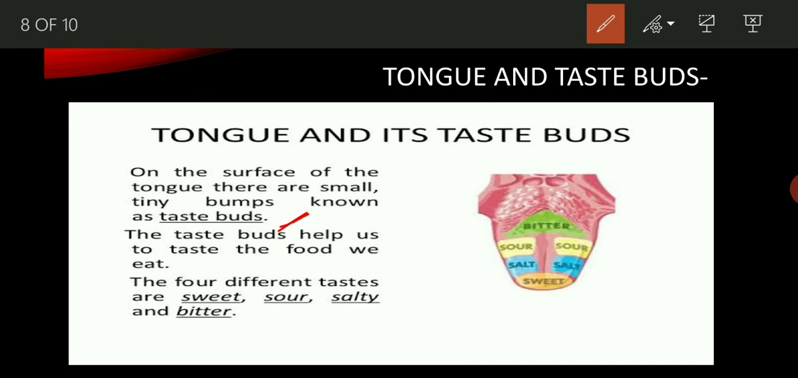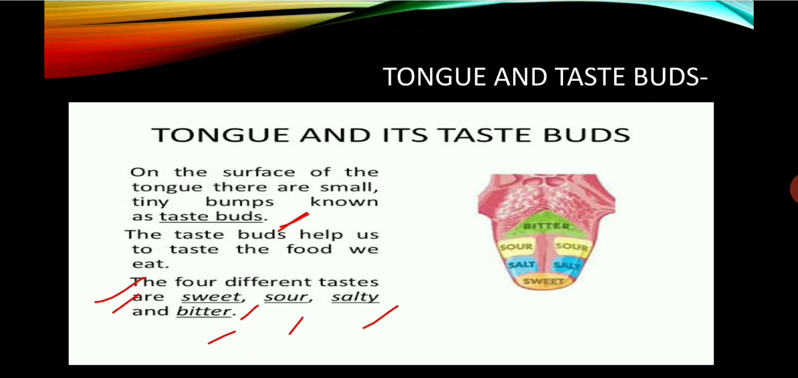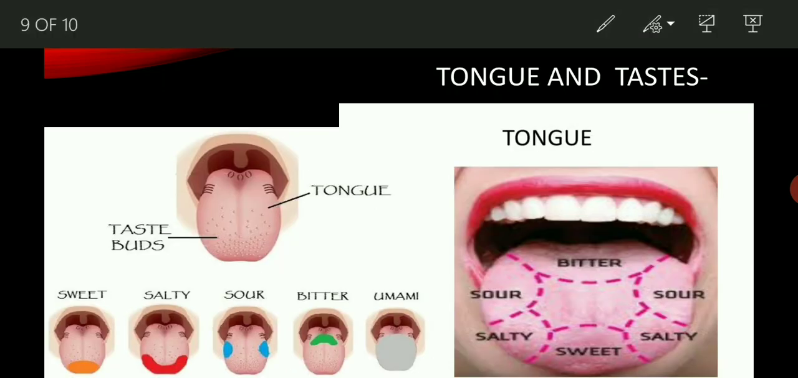Okay, what are the taste buds? You just take a mirror and try to find the taste buds on your tongue. You will be able to see that there are small and tiny drop-like or bead-like structures present on your tongue, and these bead-like structures are known as taste buds. And what is the function of these taste buds? These taste buds help us to taste the food we eat. Basically, these taste buds give the four kinds of taste, that is sweet, sour, salty and bitter. Now, we have to know which part of the tongue is responsible for giving which kind of taste.